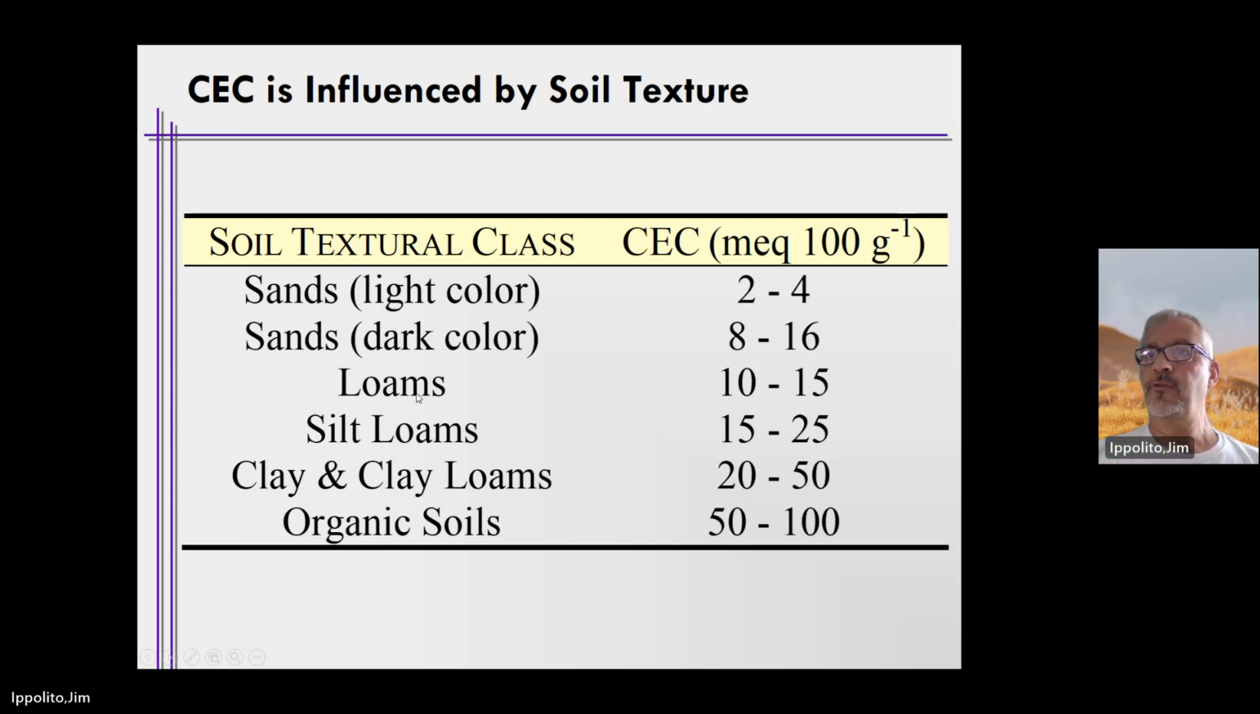Loams, silt loams, clay and clay loams, this is becoming finer and finer in texture. So smaller and smaller particles, i.e. more types of clays present, and subsequently the CEC increases. And then you have organic soils that might have a CEC between 50 and 100. And so let me give you an example.